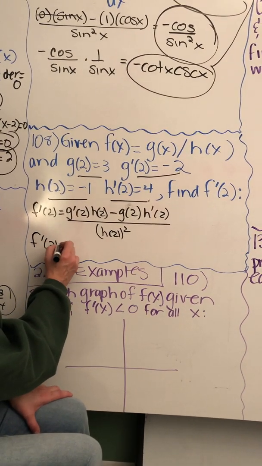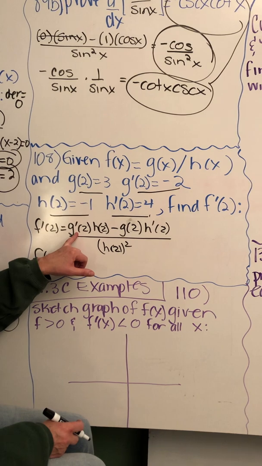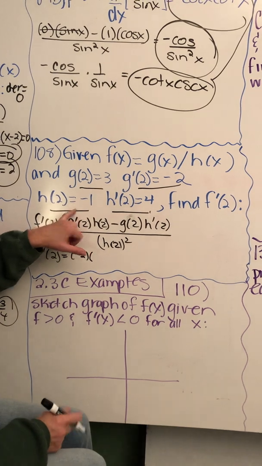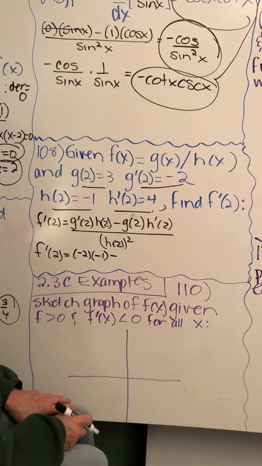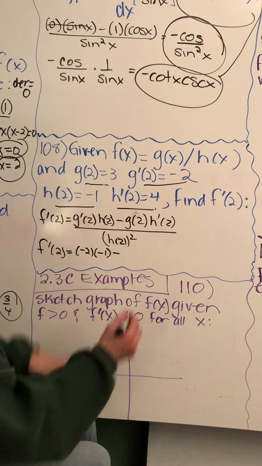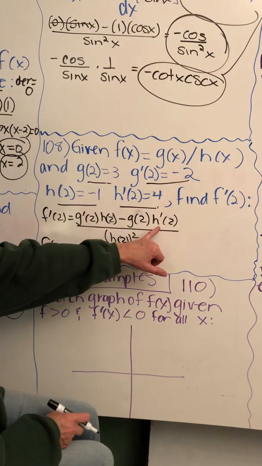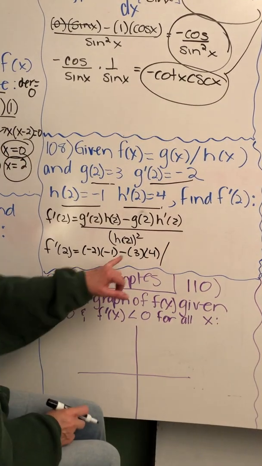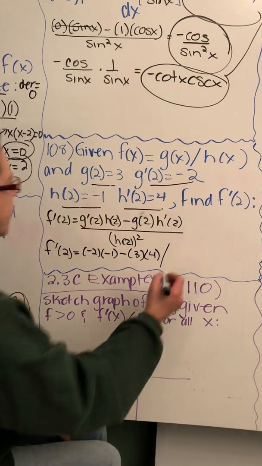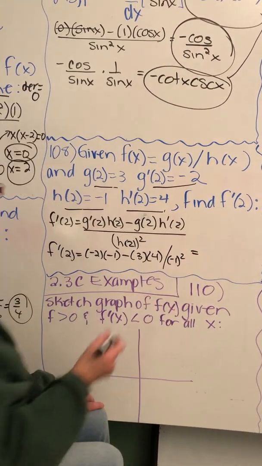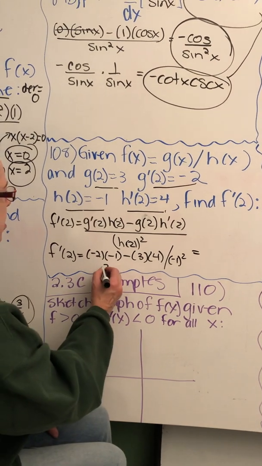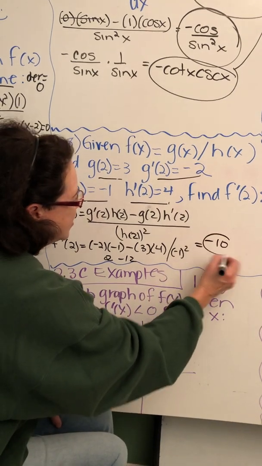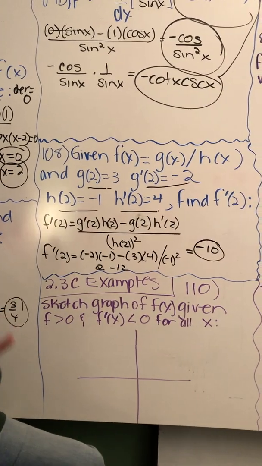The derivative of f of 2. Did they give me the derivative of g at 2? They did, right there. Did they give me h of 2? They did. Did they give me g of 2? They did, it's 3. Did they give me the derivative of h at 2? Yes, it's 4. And this is all divided by h of 2. What did we say that was? Negative 1 squared. And that final answer then, that would be a 2 minus 12, that's a 2, minus 12 all over 1, so negative 10. So they give you information in a variety of ways.